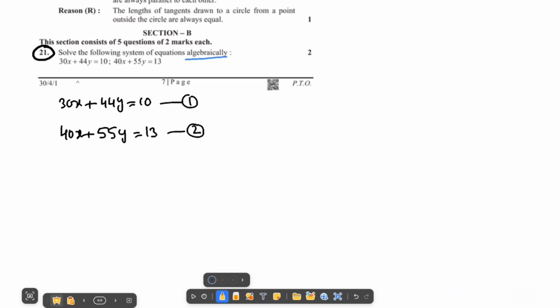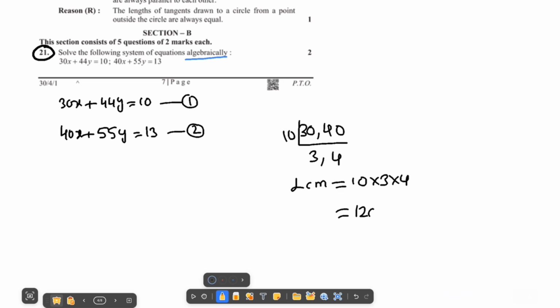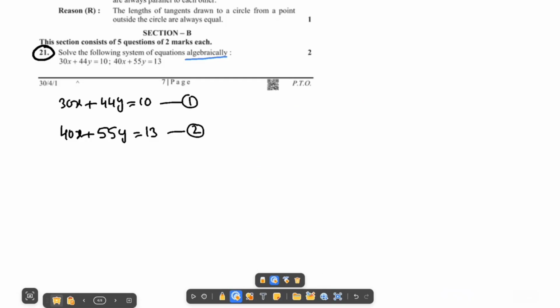Let us eliminate x. To eliminate x, we have to make the coefficients of x equal. What are the coefficients of x here? 30 and 40. What is the least common multiple of 30 and 40? 10 3s are 30, 10 4s are 40. The least common multiple will be 120. So we have to make the coefficient of x equal to 120. To make the coefficients of x equal, equation 1 we have to multiply with 4.